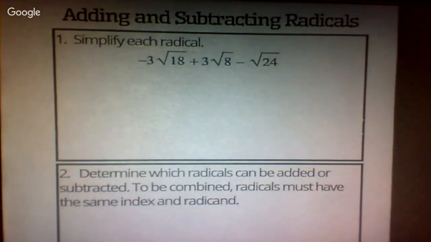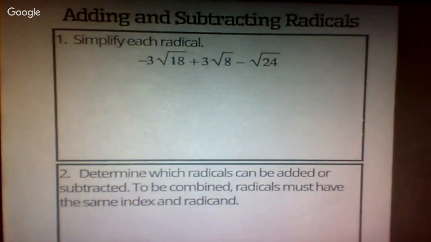Okay. So when you add or subtract radicals, you've got 2 things you've got to look for. 1, they need to have the same index. So this is square root, this is square root, this is square root. We're good. You can actually add those. The second thing you have to have is the same radicand, which means the number underneath your radical has to be the same. That is our problem right now: the numbers underneath of that square root are not the same.